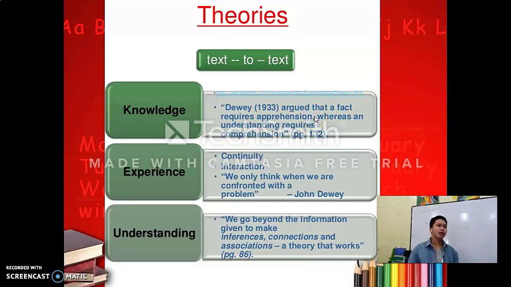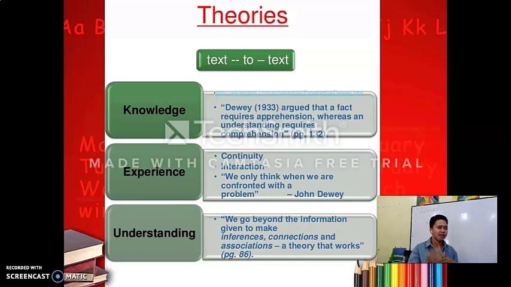So a fact is merely a fact, and it requires apprehension. When you know a fact, you have to apprehend it to apply it because it's already a fact. Whereas when it's an understanding, you need comprehension before you can fully apply that understanding to real life. That's knowledge, no? When knowledge is factual, you know something, you apply that knowledge, then learning is concrete.